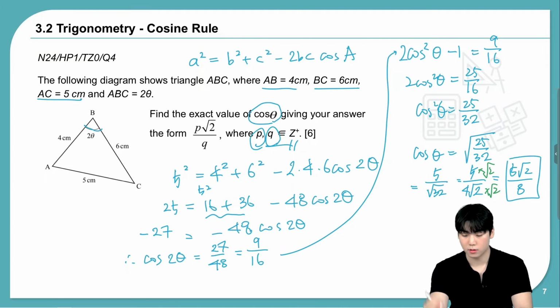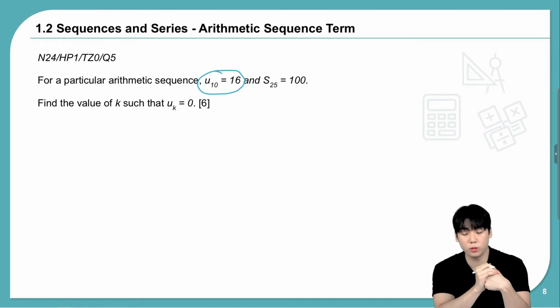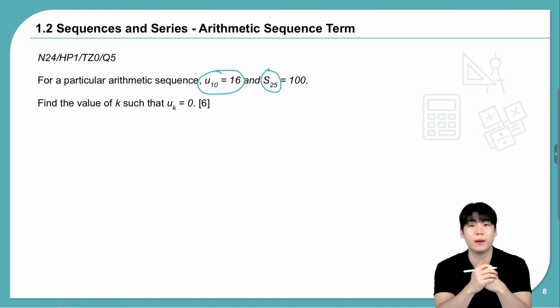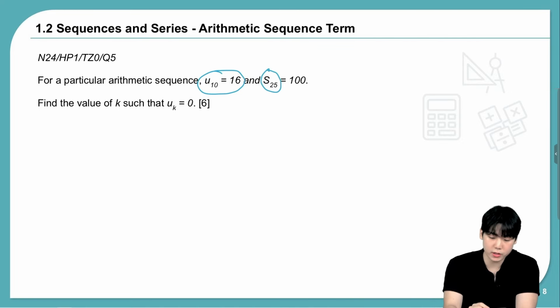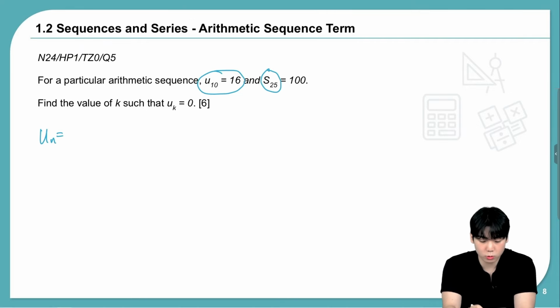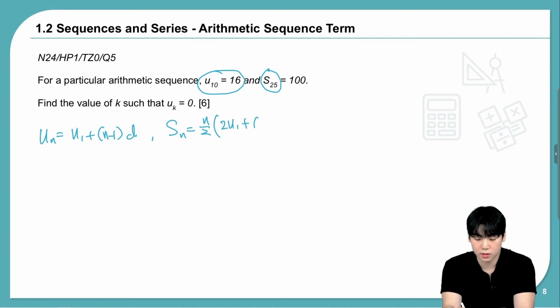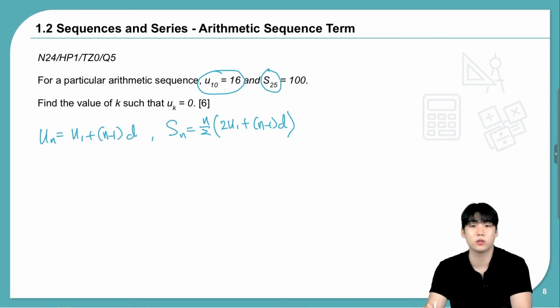It's an algebra question, sequence and series. We're given U10. U10 is equal to 16. U10 means it's the 10th term of the particular arithmetic sequence. And S25 means it's the sum until the 25th term in the arithmetic series, okay? And the formula for that is Un is equal to U1 plus n minus 1 d for arithmetic, while Sn is equal to n over 2 times 2U1 plus n minus 1 d. We're going to make use of these two formulae.